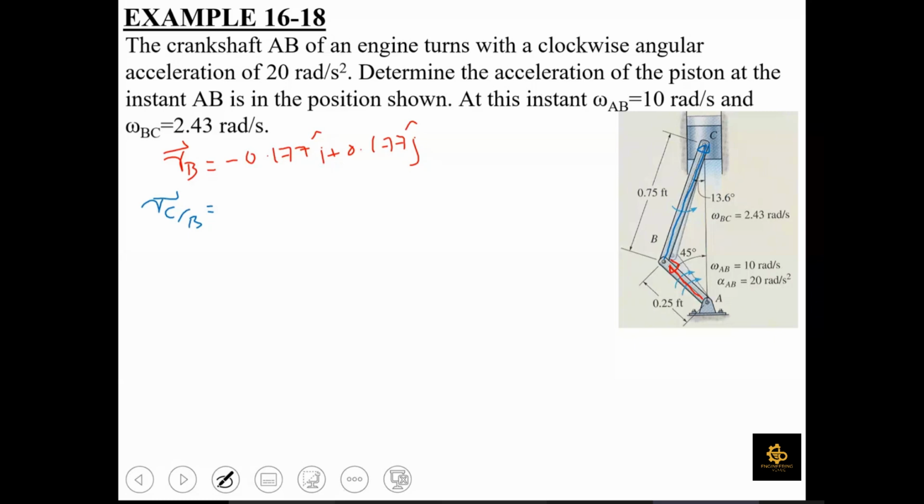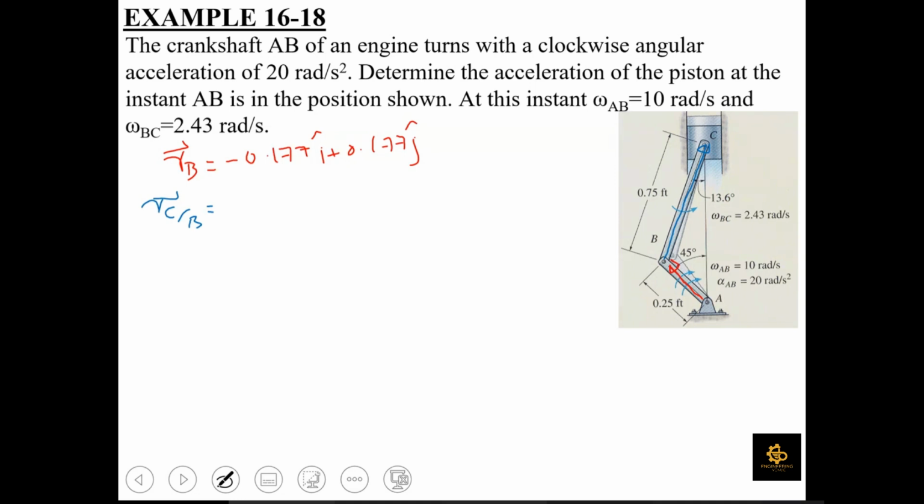Third quadrant or first quadrant? First quadrant is 0.75 cos 13.6. So it is going to be first quadrant. It means both x and y will be positive, and since the angle given is 13.6 from y, the cos component will come with y, and the sin component will come with x.